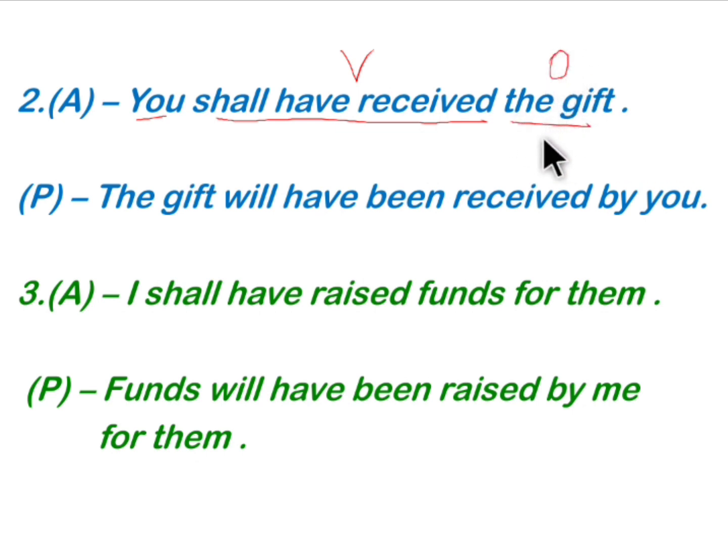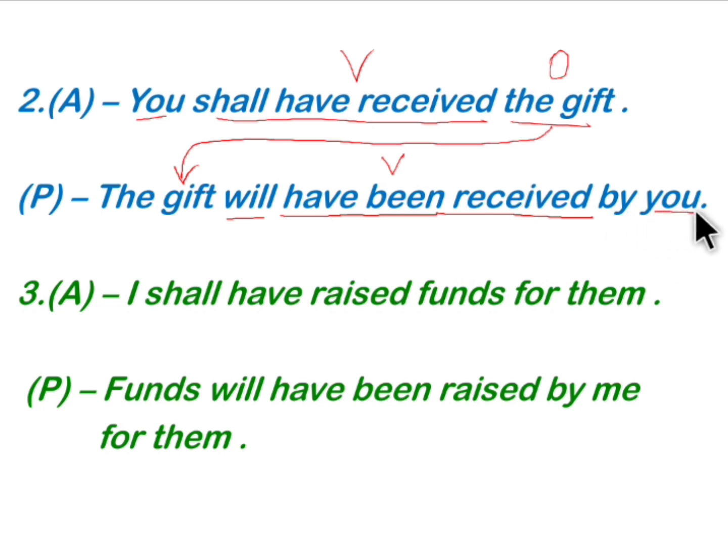The object in the active voice will become the subject of the passive voice. So the gift, here the gift is the noun. So we use will. Have we use to denote the perfect tense and been to denote the be form of verb in the perfect tenses, and received is the past participle of receive. So will have been received is the verb.